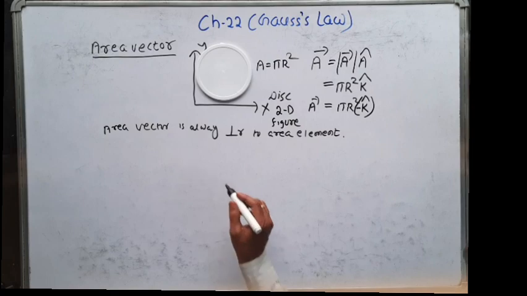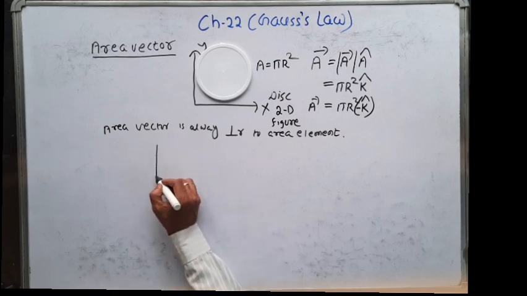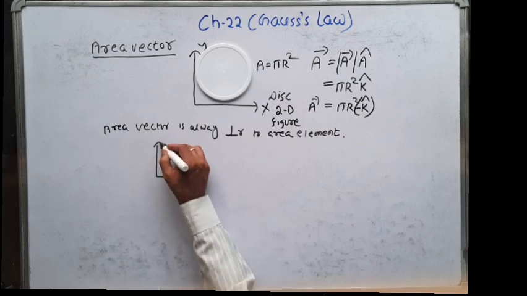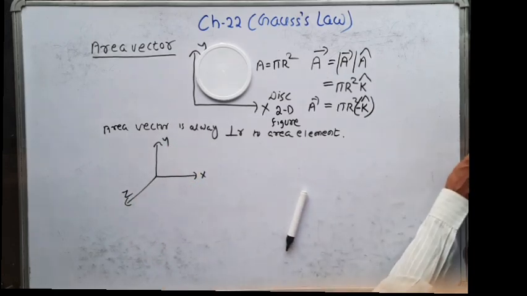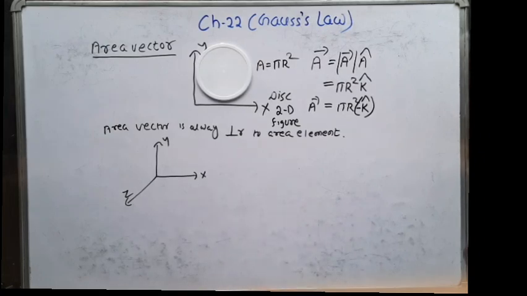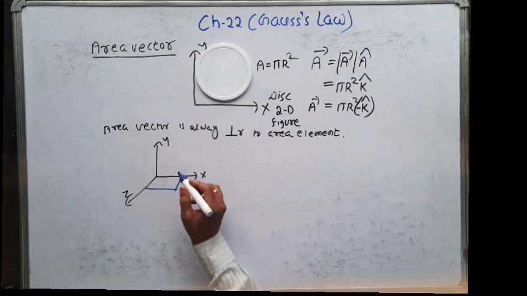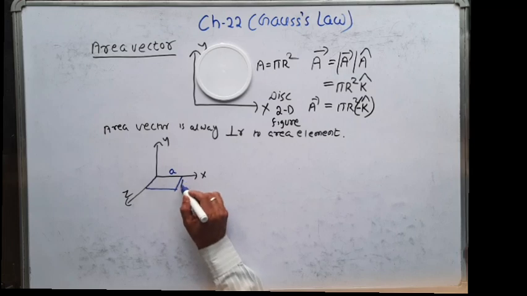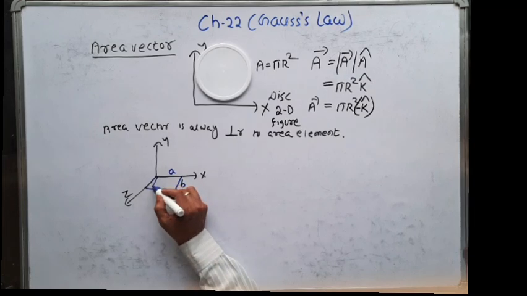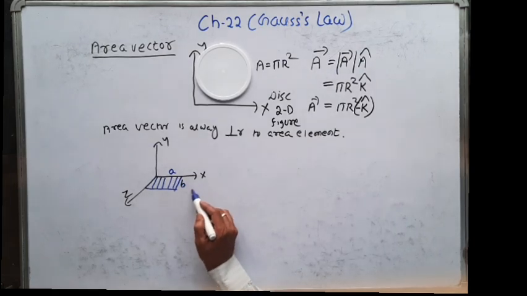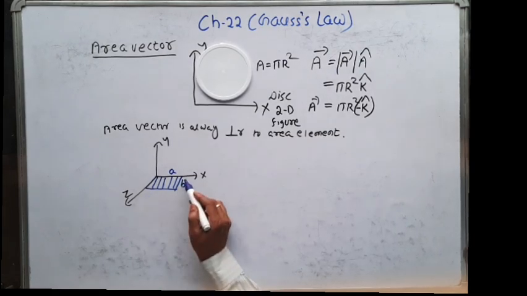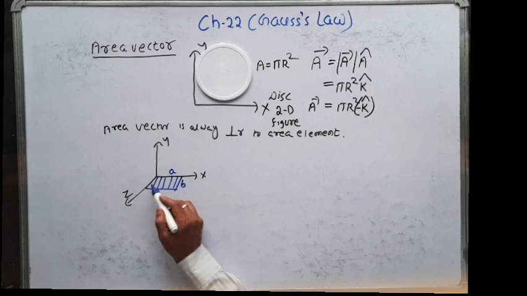Okay, now let us take another example. Suppose this is your x, this is y, and this is the z-axis. You take a rectangular plate. Let us say this is the rectangular plate. The length of the rectangular plate is A and the breadth is B, and this two-dimensional rectangular plate is lying in the XZ plane. Then what is the area vector of this rectangular plate?